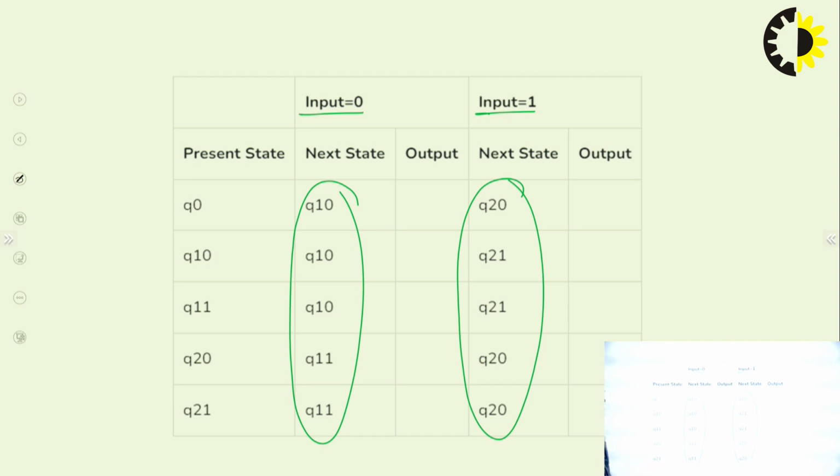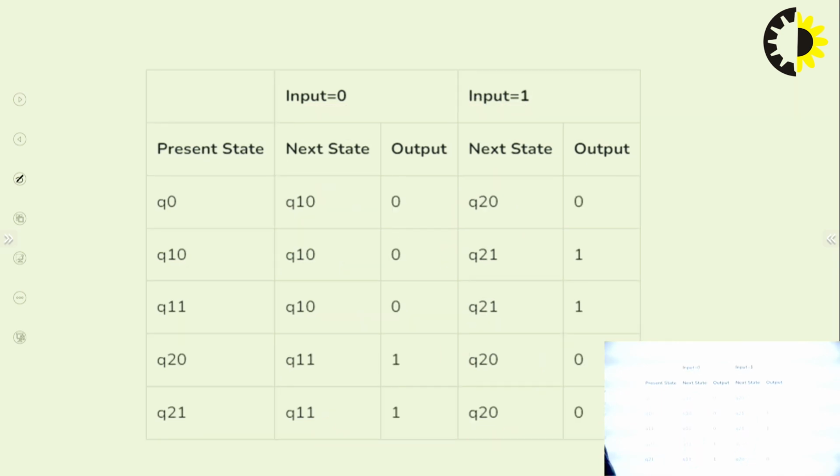Now we have to fill the output. This is the output according to present state of the first table: 0, 0, 0, 1, 1. Here 0, 1, 1, 0 and 0. This is the output written in Mealy machine. Now there is a little conversion in this table. This is not the original Mealy machine because some states and the next state are the same.